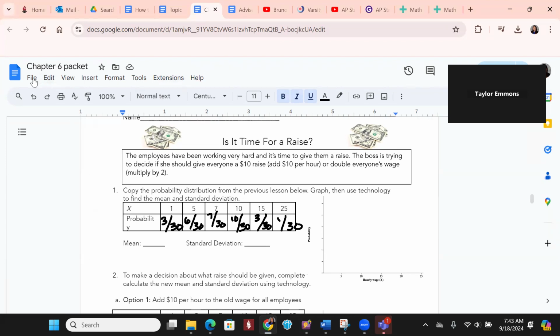When you do, you should have gotten 8.40 for your mean. That's your mu, remember? And then you're going to get 4.76, which is going to be your standard deviation. If you did not get those numbers, you need to try it again or turn to a neighbor, see if they got it, and ask them how they did it.